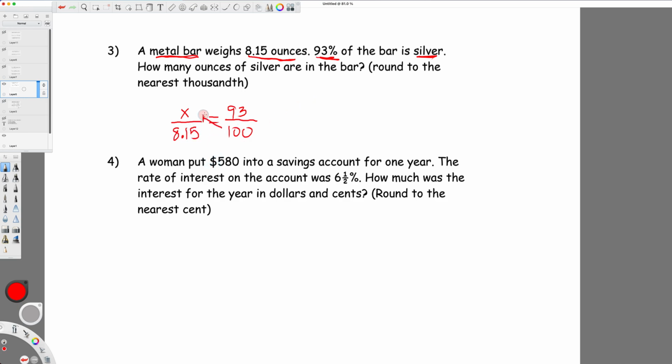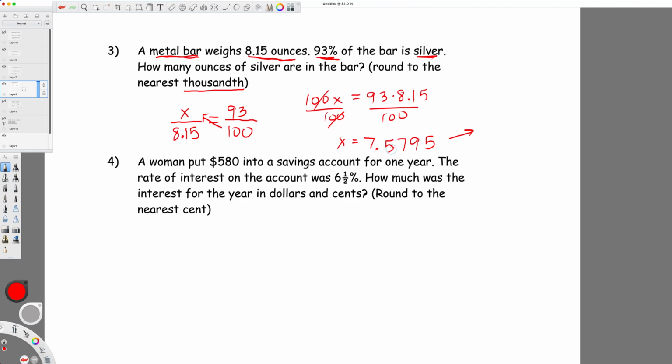And so now I'm ready to cross multiply and divide. Again, I always pick the one that has a variable. 100x is equal to 93 times 8.15. And then I'll divide by 100. Divide by 100, and I do that on both sides so I can cancel it there on the variable side. And now it's just calculator arithmetic. 93 times 8.15 divided by 100. And I get 7.5795. However, they did tell me to round to the thousandth.